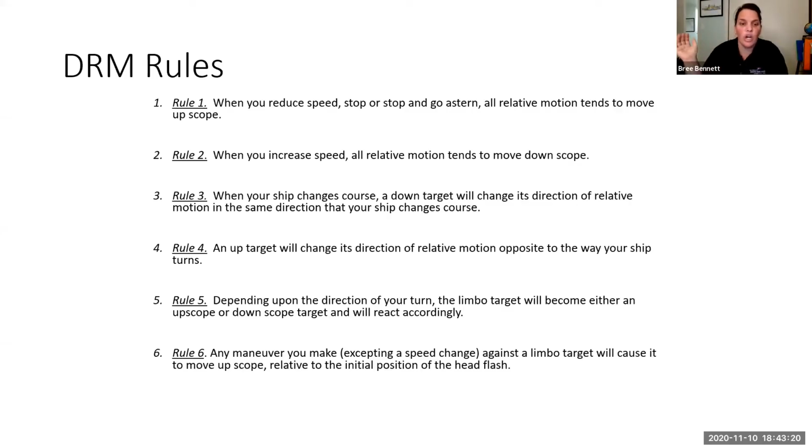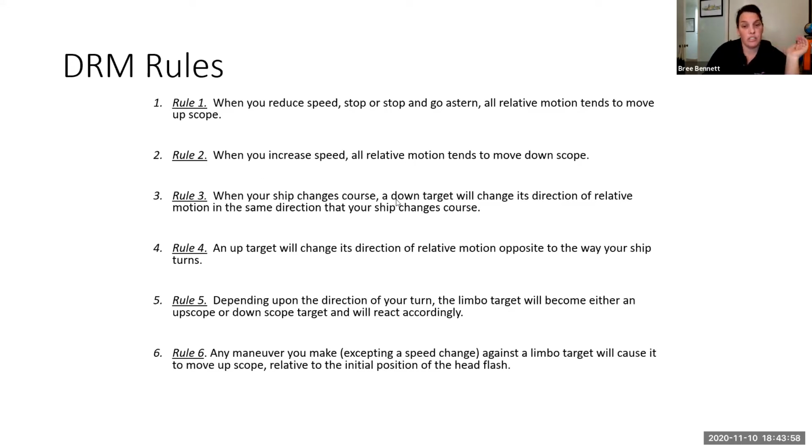When we look at the relative motion line, so we're all on relative vectors, these are our rules. Okay, so when you reduce speed or stop or go astern, all the relative motion lines tend to move up scope. When you increase speed, your relative motion lines move down scope.